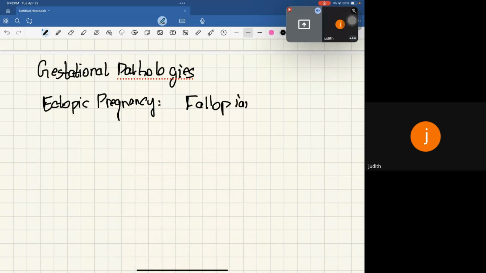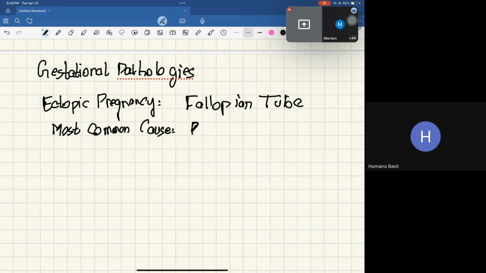And what is the most common cause of ectopic pregnancy? It is a history of PID, pelvic inflammatory disease, previous pelvic surgeries, and scarring and adherence. PID leads to scarring and adherence. In developed countries, chlamydia and gonorrhea are the most common cause of PID, whereas in underdeveloped countries, TB is the most common cause of pelvic inflammatory disease.